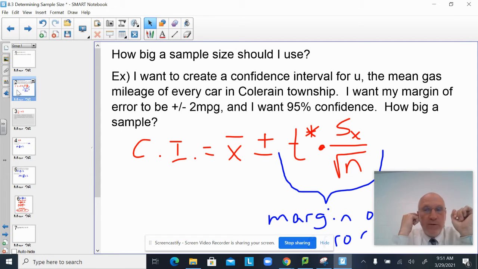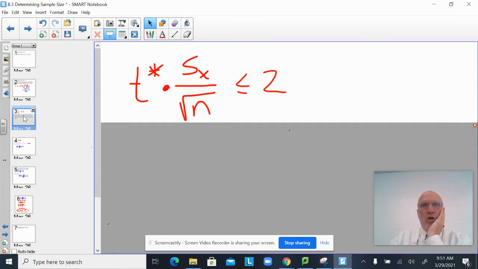It is x bar, which is my sample mean, plus or minus the margin of error, which is that t star number. Remember, we have to use that t distribution since we don't know sigma, times the sample standard deviation divided by root n. That's the formula for the confidence interval, and this margin of error, which I have in blue there, is what we're going to have be within 2 miles per gallon. So here's the inequality I would want to solve for n.